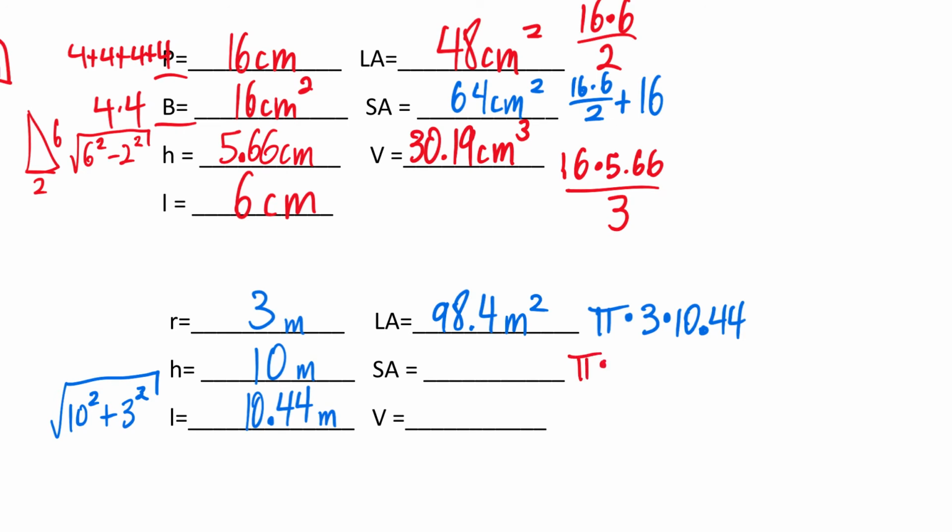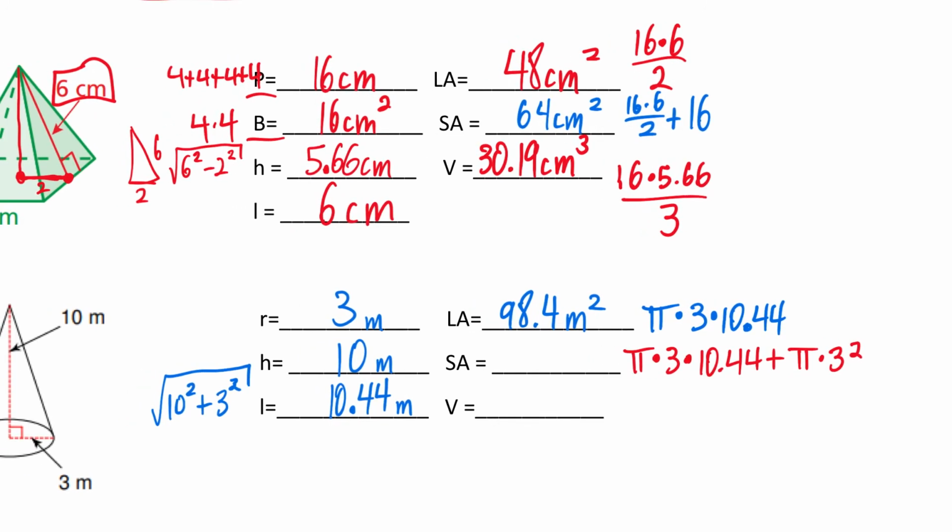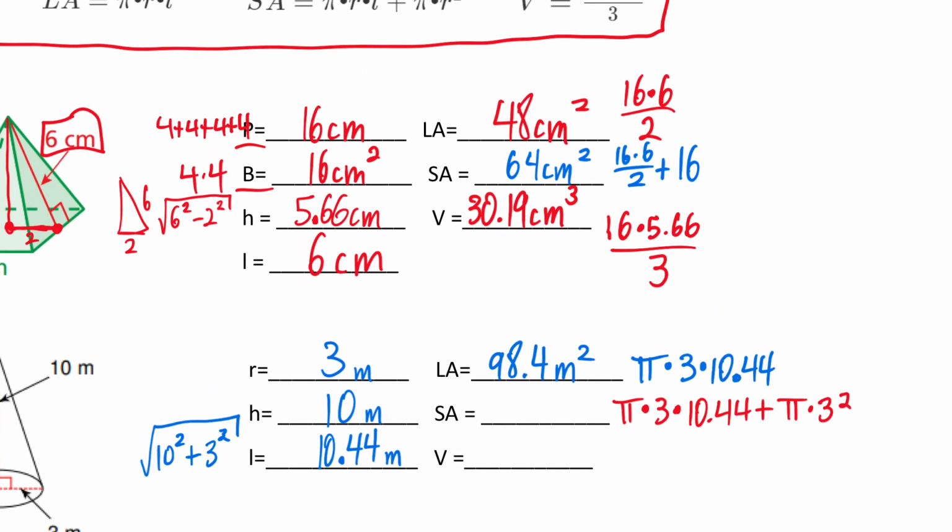Okay, for the total surface area, it's pi r L plus pi r squared, because we've got to get in the area of the base, the area of that circular base. And what does that give you? 126.67 square meters.